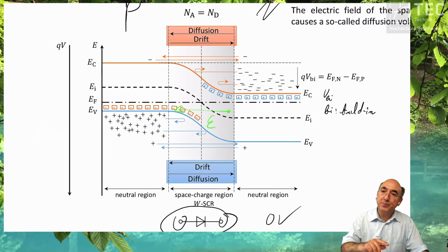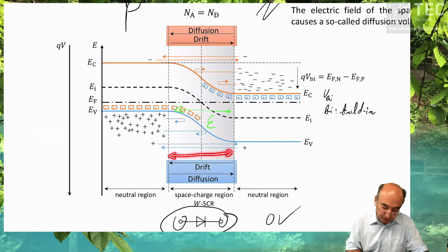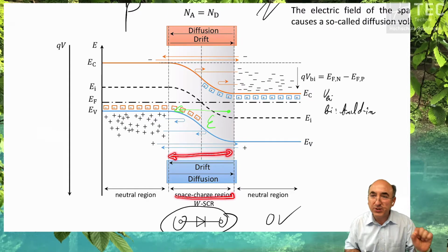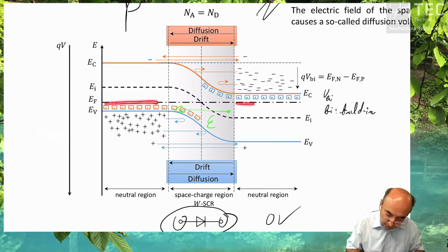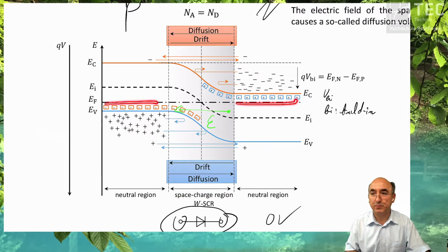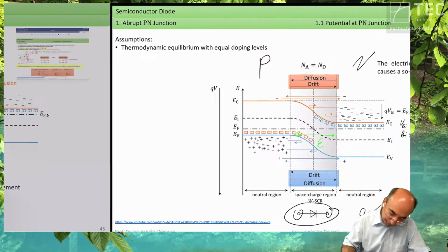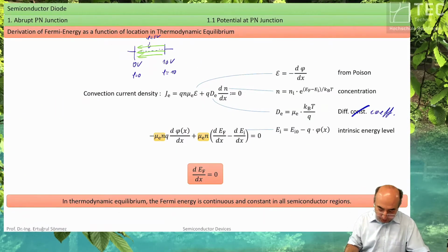In literature, you have in the depletion region, in the space charge region, so-called quasi-Fermi levels. But we don't take a closer look at the quasi-Fermi levels. We keep with just the Fermi levels themselves. Okay. Now let's continue.